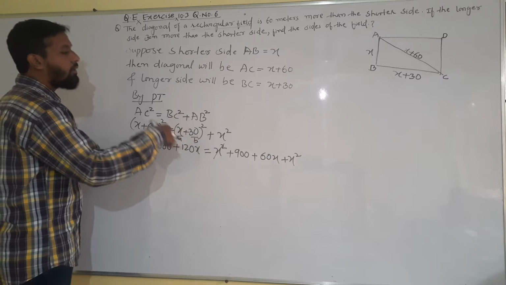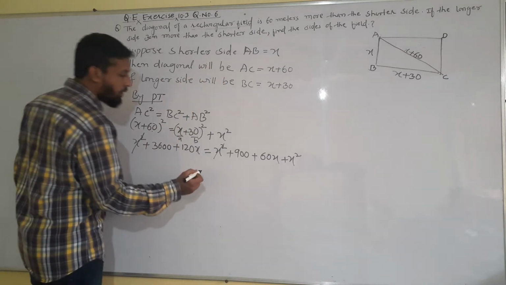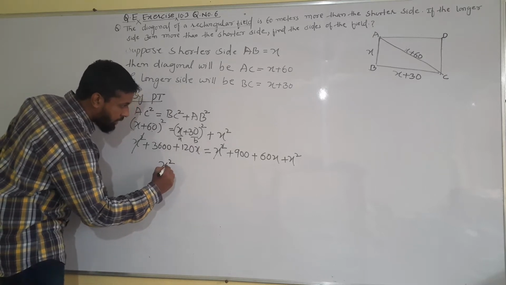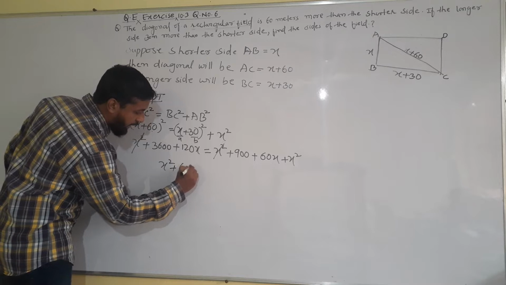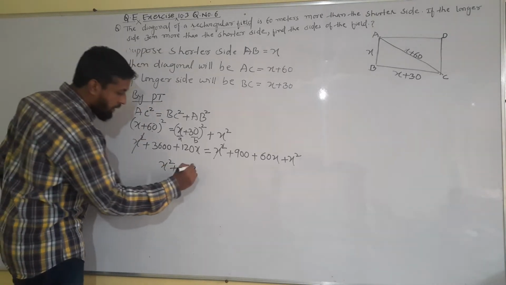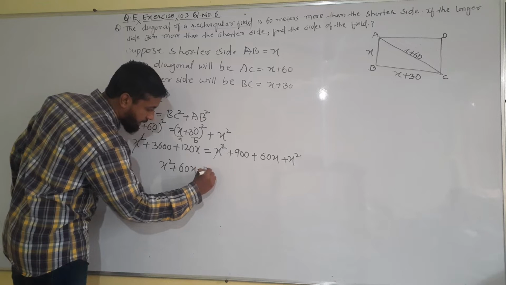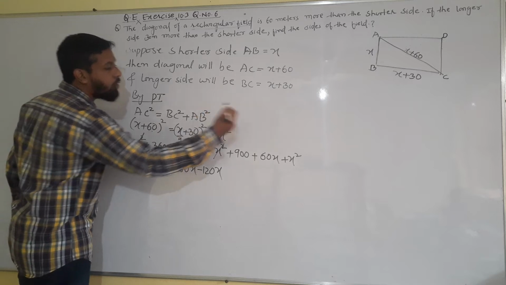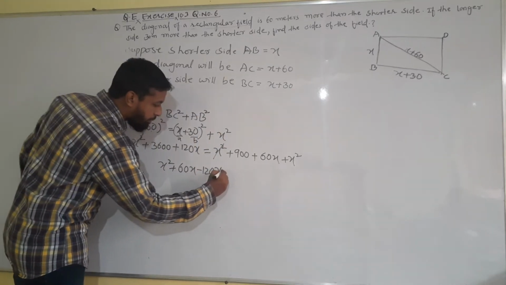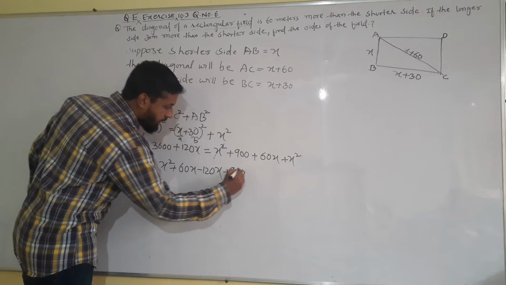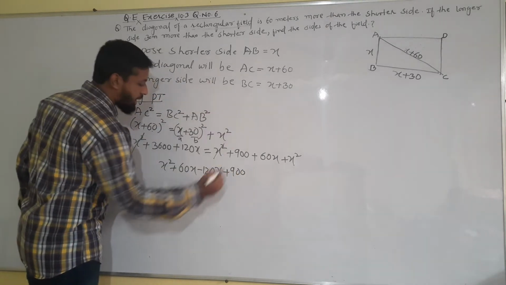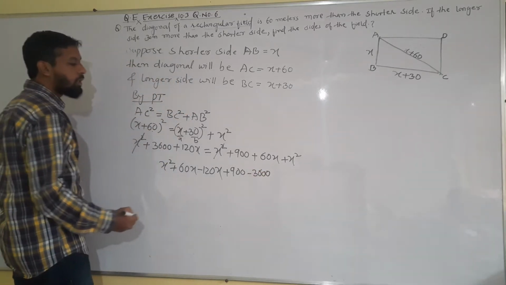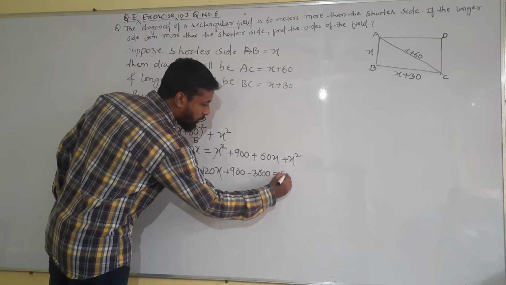Now transfer all the values to the right hand side. Now see here, x square as it is, I am writing plus 60x as it is. Now minus 120x. I transfer this 120x from the left hand side to the right hand side. Then plus 900. Transfer 3600 to the right hand side. It will be minus 3600, which is equal to 0.